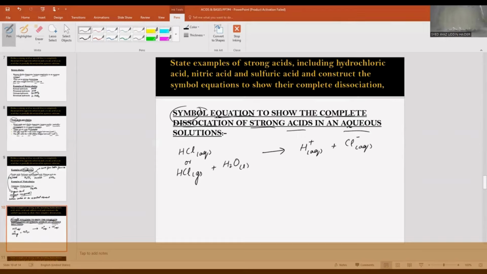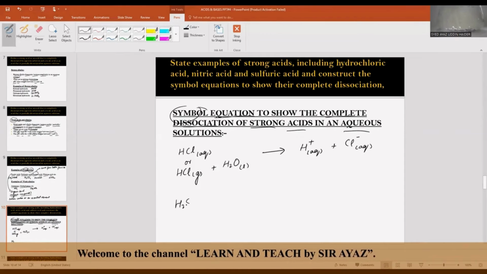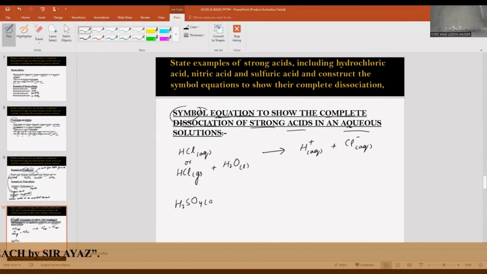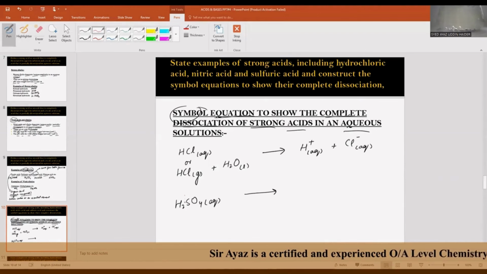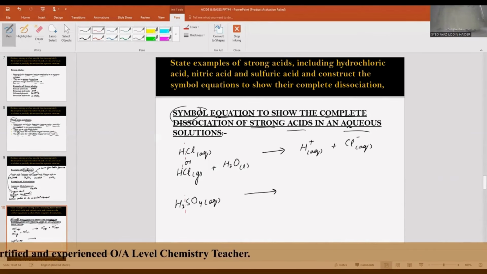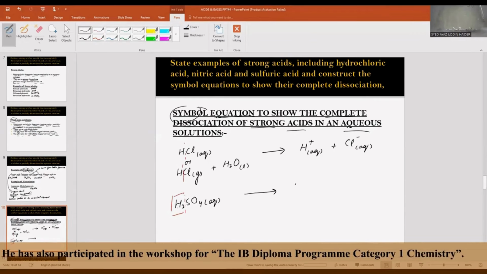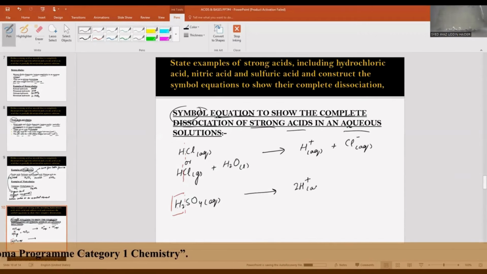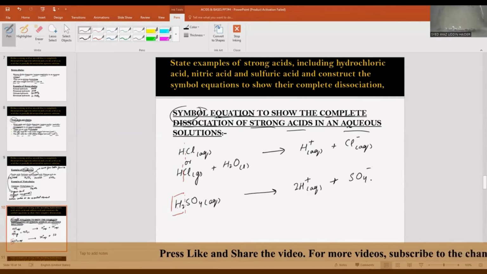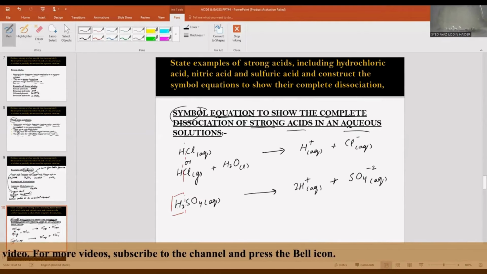Similarly, you can write or construct the complete dissociation for H2SO4, which is sulfuric acid. Dissociation occurs between these two. You will not get H2, you will get H+ ion. You have two H here, so you'll write 2H+ ions, and the other will be sulfate ion. You know the charge on sulfate ion, which is 2-. So this will be the complete dissociation for sulfuric acid.